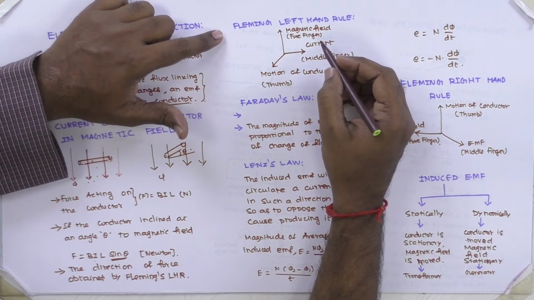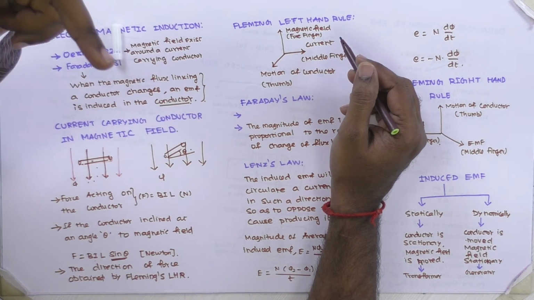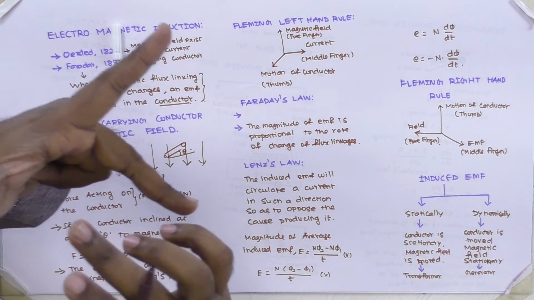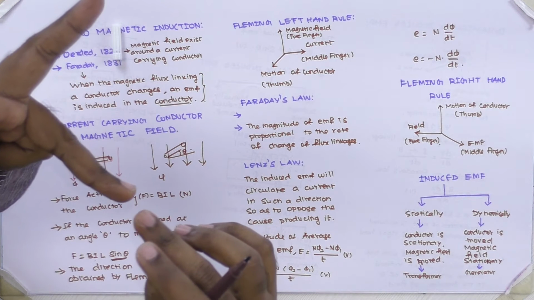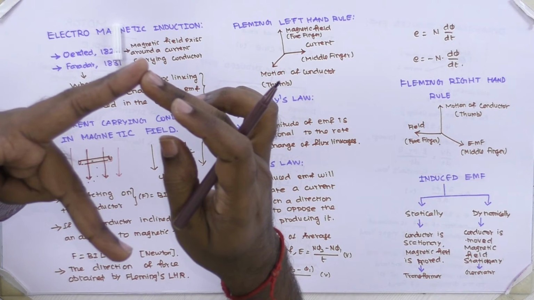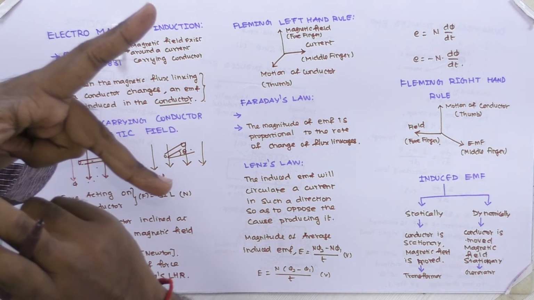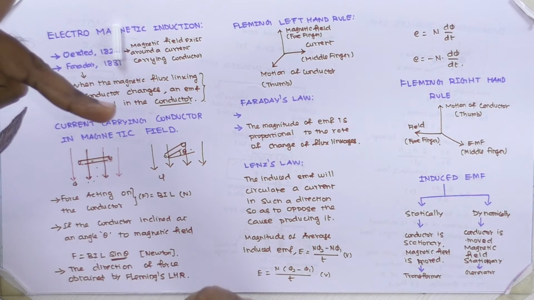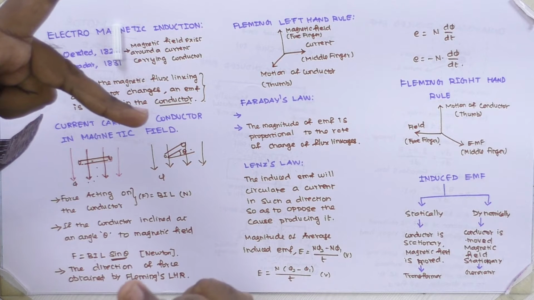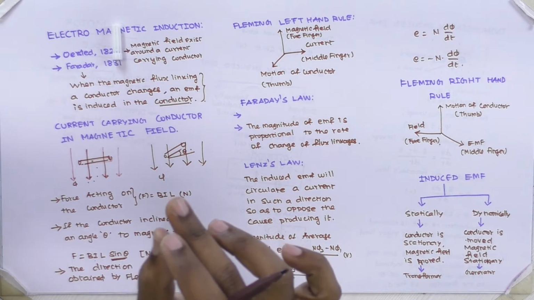So next we see the Fleming left hand rule. If we stretch the middle finger, forefinger and thumb, the three fingers are at right angles to each other. The forefinger represents the magnetic field, the middle finger represents the flow of the current, and the thumb represents the motion of the conductor. This is the Fleming left hand rule. So the direction of the force, or the motion of the conductor, is identified by the Fleming left hand rule.